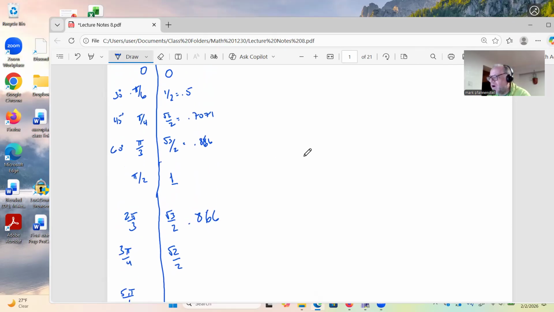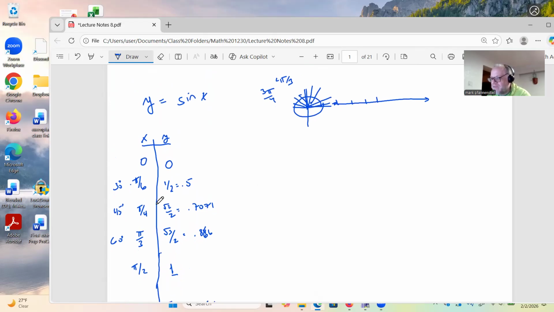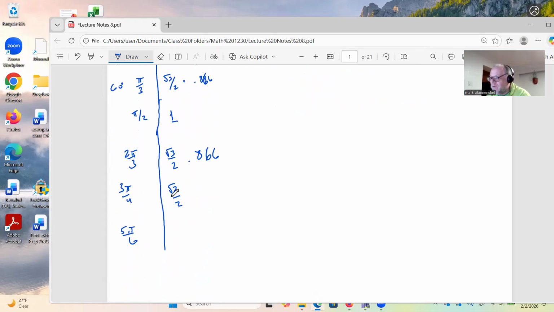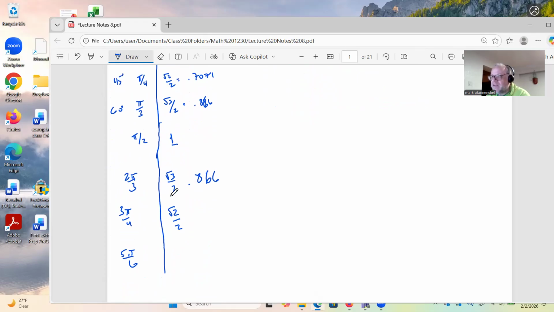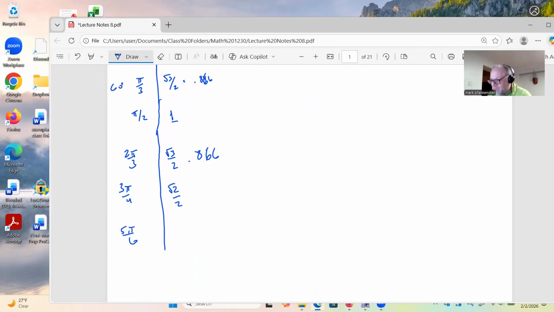The reference angle for 5 pi over 6 is 1 pi over 6. There's 1 pi over 6 more needed in order to get to the horizontal. So the reference angle is 1 pi over 6. We go back up here, we look, well, sine of 1 pi over 6 goes back to being 1/2 or 0.5.